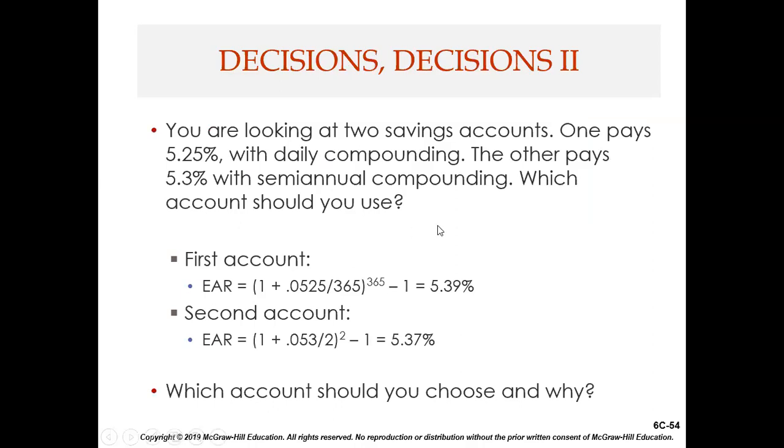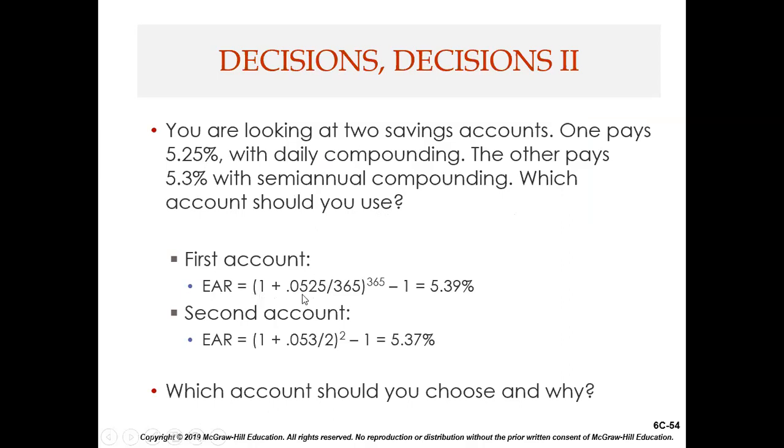So you're looking at two savings accounts. One pays 5.25% with daily compounding. The other pays 5.3% with semi-annual compounding. Which account should you use? Well, how much are you really earning? What's your effective annual interest rate?